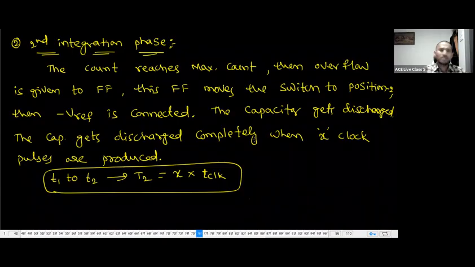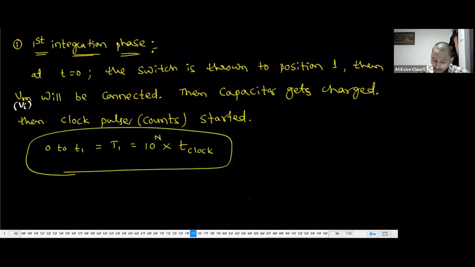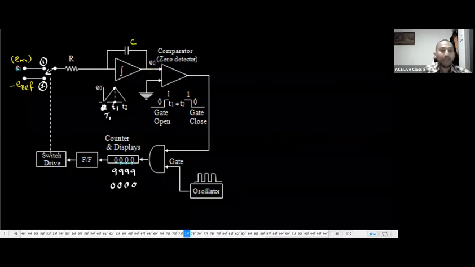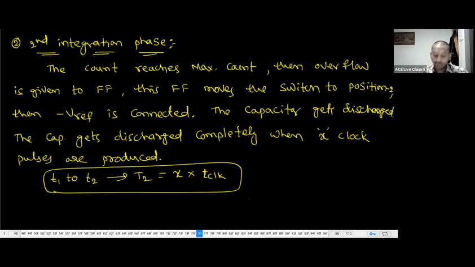We don't know how long, that depends on the corresponding input. The capacitor gets discharged completely when some clock pulses, X clock pulses, are produced. I'm assuming X clock pulses, but we don't know. Why we don't know: from where it started, up to which value it is going, we don't know the magnitude. So simply we can say some clock pulses will be generated, by the time it reaches the zero value, meaning completely discharged.